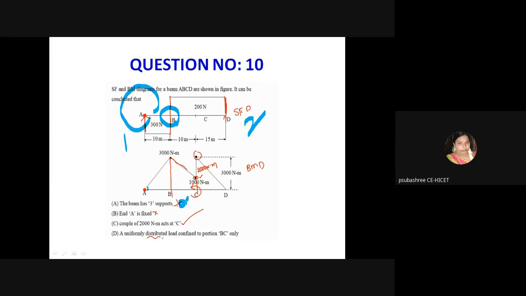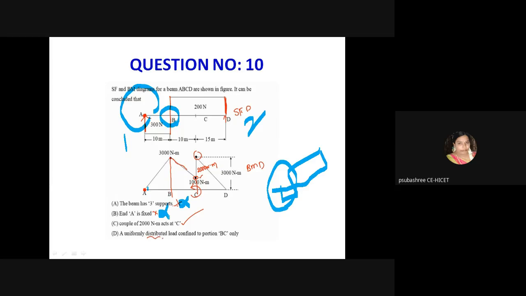Then second, 'A is fixed'. Here the shear force drawing is for a simply supported beam. Suppose it starts from rectangular to rectangular, this is the point load shear force. If A is fixed, then at this point there would be changes in the shear force drawing. So 'A is fixed' is wrong.